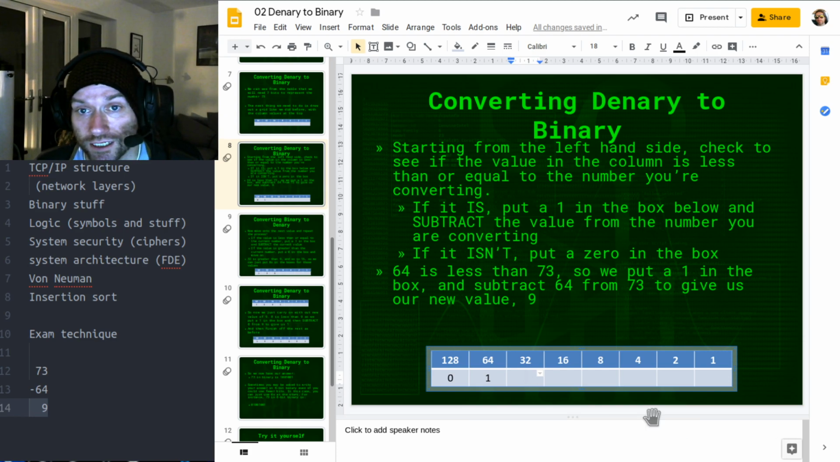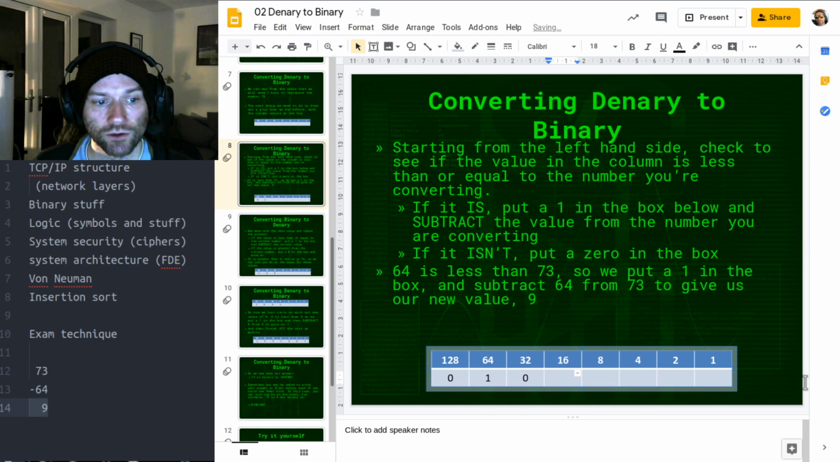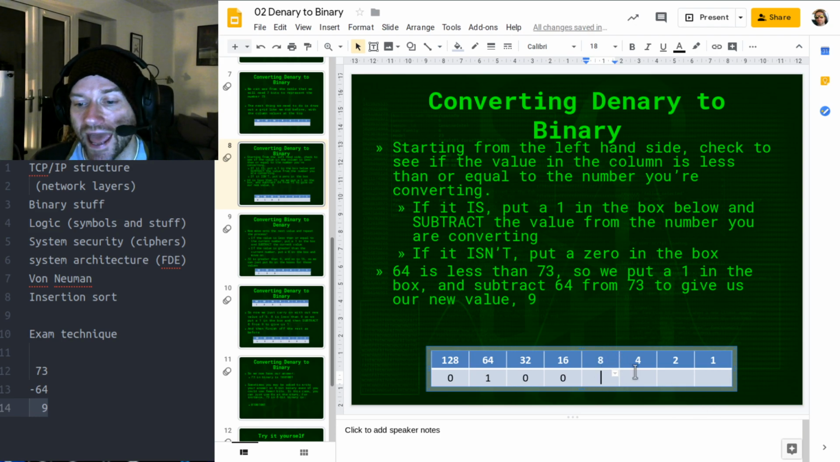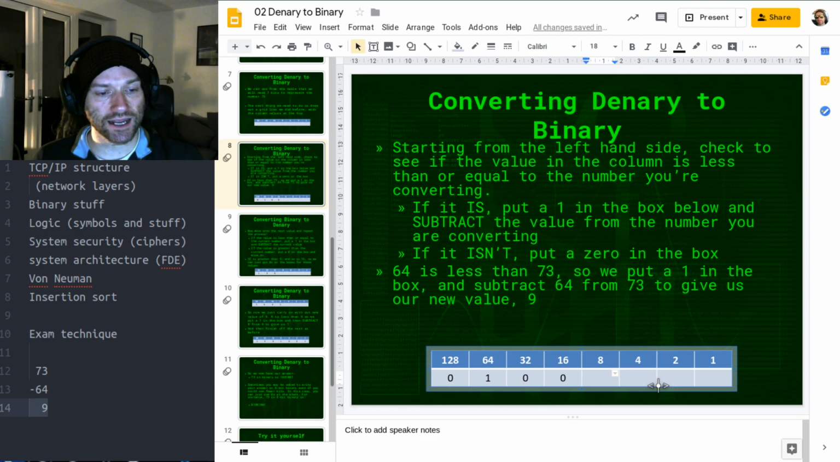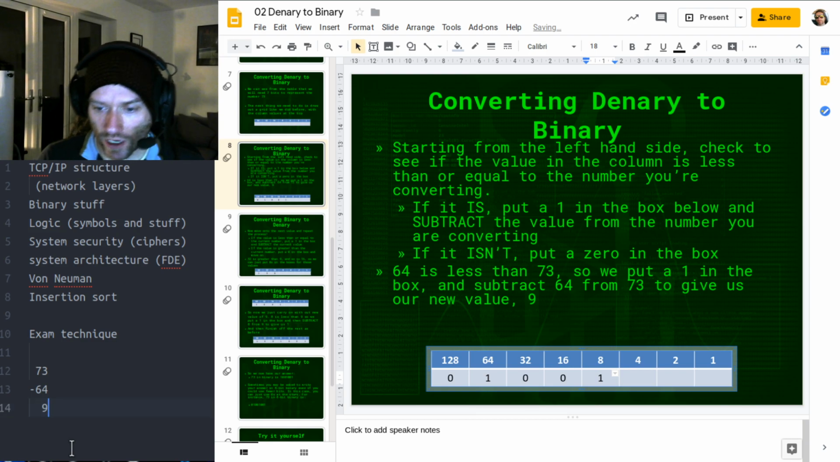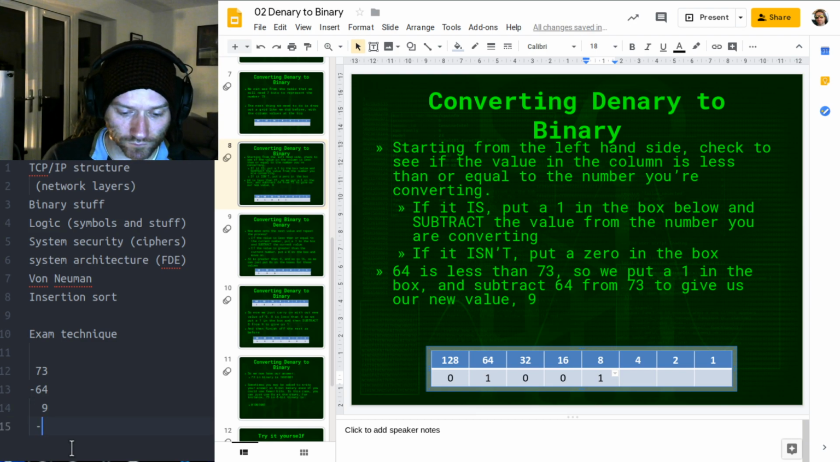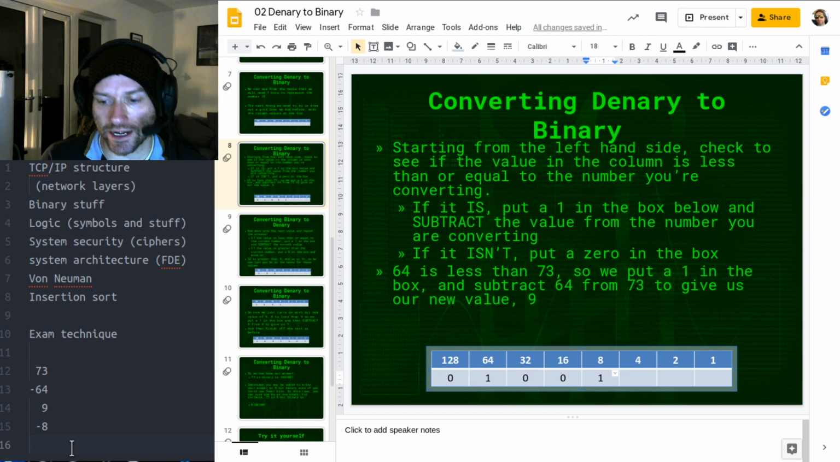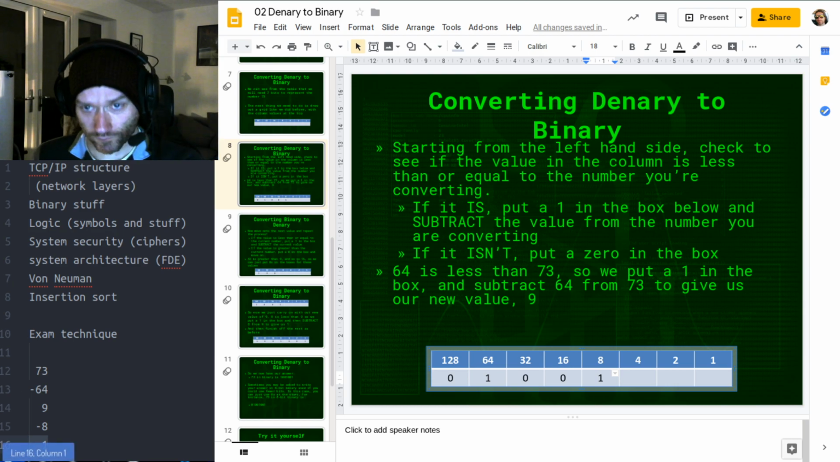9 is less than 32. We can't fit any 32s into 9, so we put a 0 in there. We can't fit any 16s into 9, so we put a 0 in there. But now we're at a situation where we have an 8. 8 is less than 9, which means we can fit one 8 into 9. So I'm going to put 1 down there. I'm now going to subtract 8 from 9, and I get the answer 1. 1 is now the number that I am looking at.